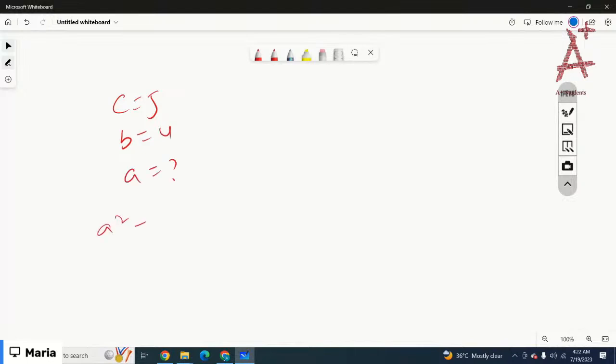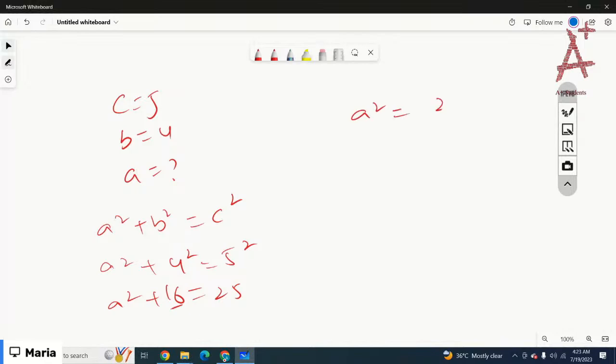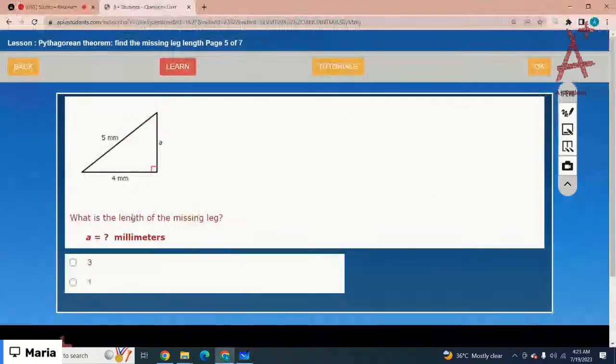So you can see a square plus b square equals c square. It would be a square plus b is 4 square equals 5 square. It would be a square plus 16 equals 25. Now you can see we are calculating the length of the missing leg. So now I am going to subtract 16 to the other side. It would be 25 minus 16. So you are left with 9. And that means the length of the missing leg is 3. Got it? So the correct option is 3.